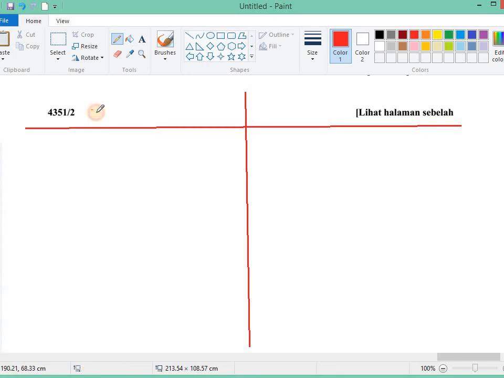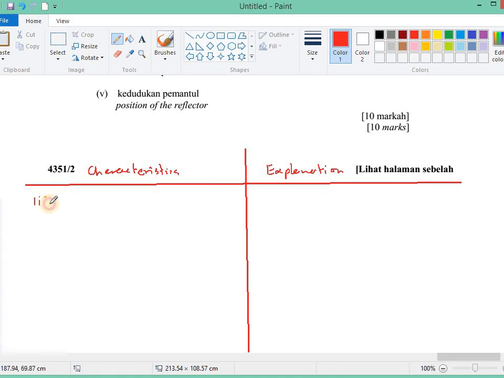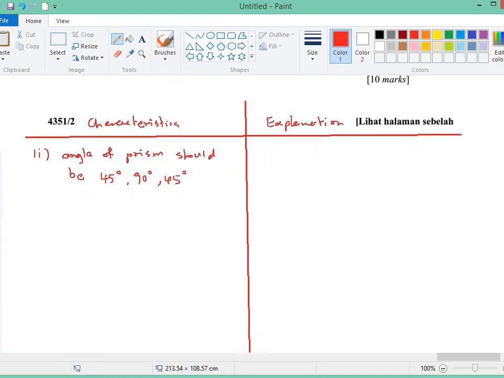Alright, so this is the characteristic. This one is the explanation. Okay, so the first characteristic, angle of prism. Angle of prism should be 45 degree, 90 degree, 45 degree. Okay, so you can write like this, or you can draw also can.